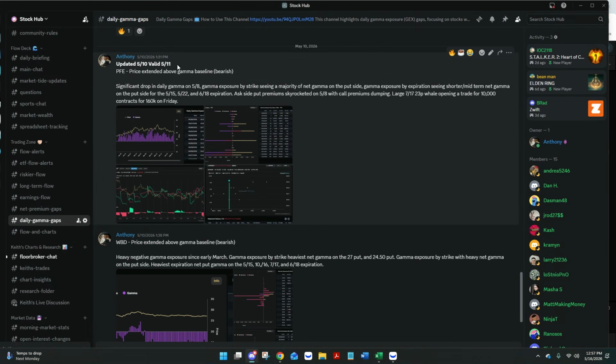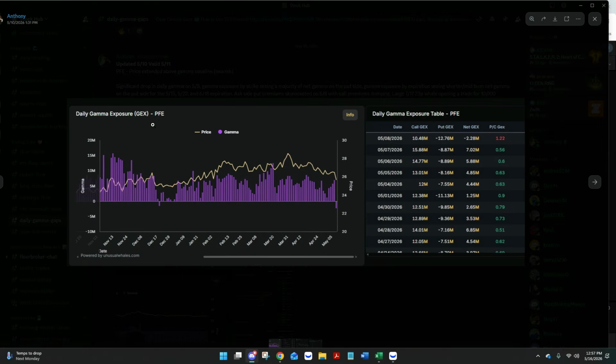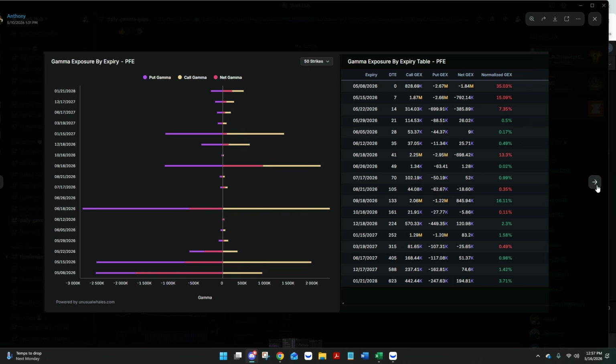PFE, so again, valid on 5.11 here. PFE, this was a bearish one, what I saw here. Big drop in that daily gamma exposure. That net gamma was on the close expiration, or the 5.15 technically there, because that 5.8 was that Friday. This update's on Monday. Yeah, that net gamma was on the put side, at least more, short midterm there.